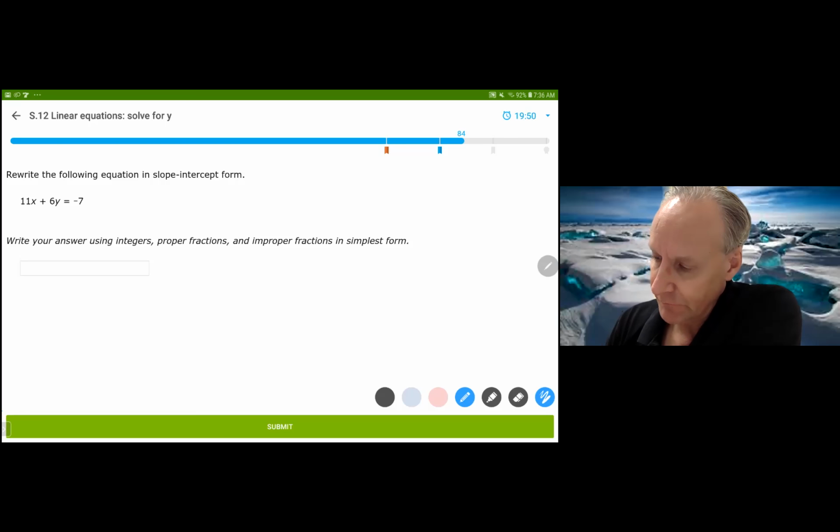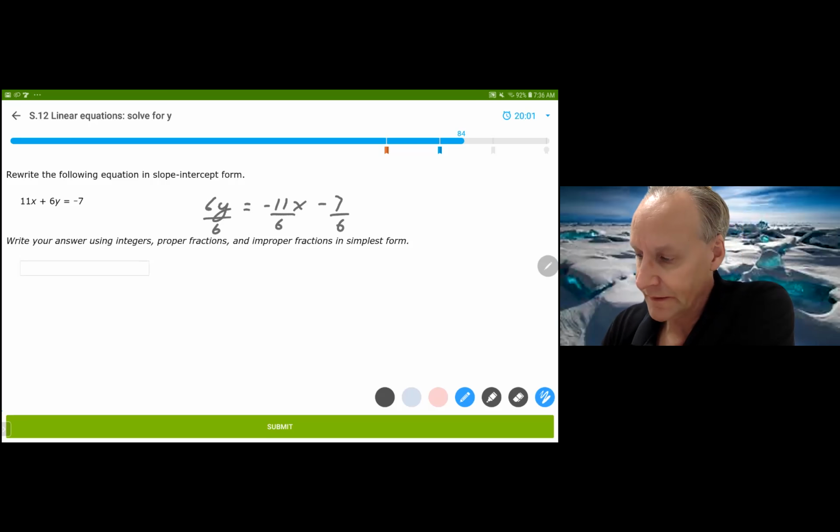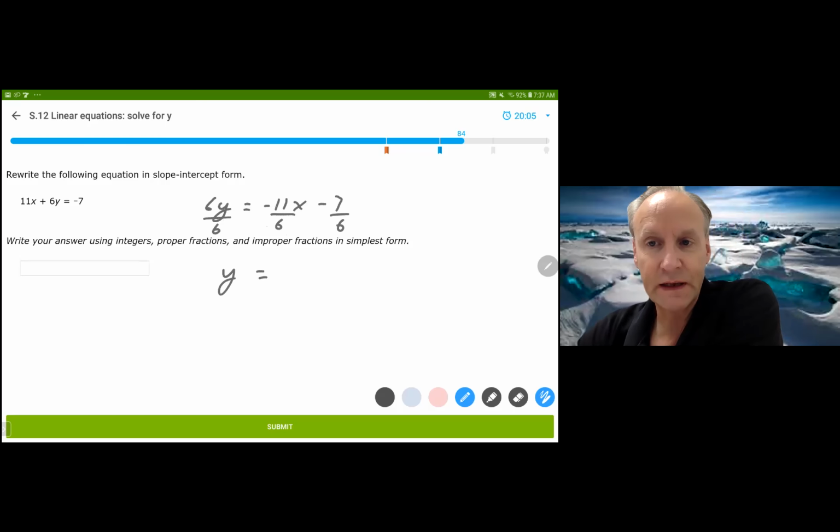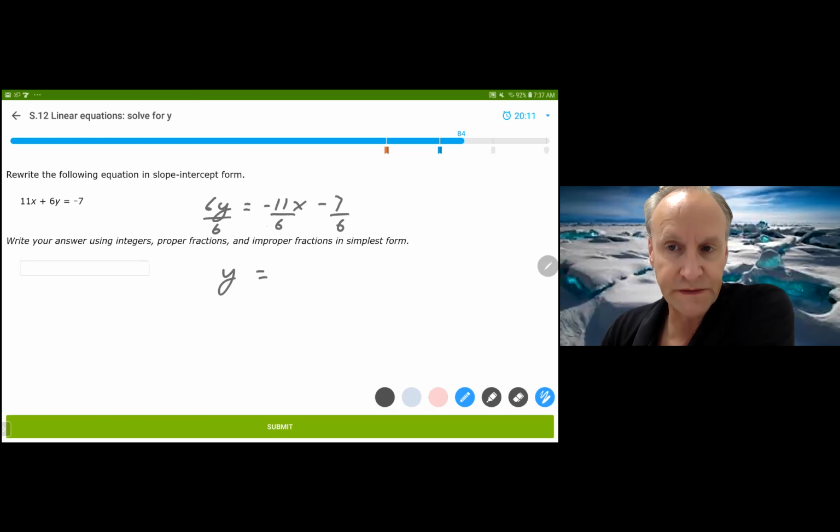In this one, we're going to solve for y, so I'm going to get 6y alone. I'm going to have negative 11x minus 7, and I'm going to divide everything by 6. This is one of those cases where you have that repeating decimal. Negative 11 over 6 is negative 1.833333333 forever. And this one is negative 1.166666666 forever. So it can get really, really ugly.